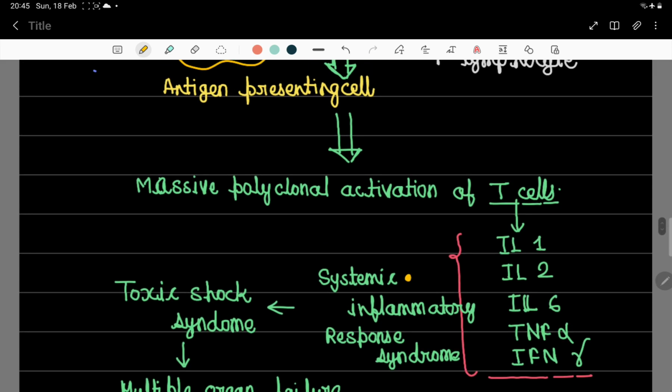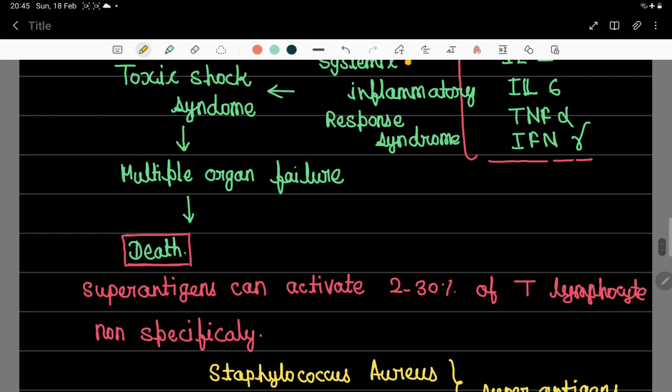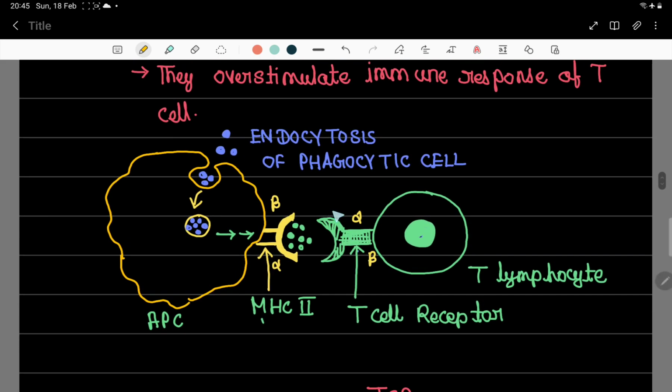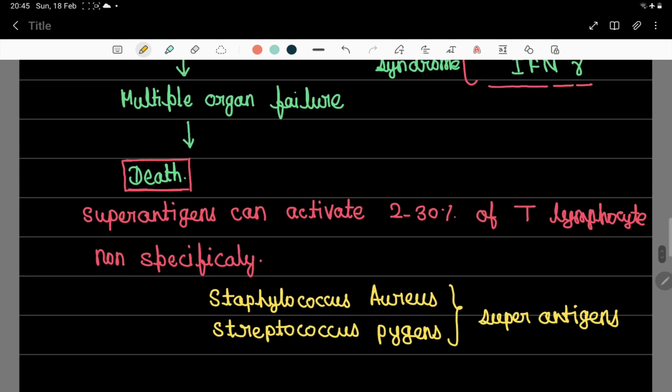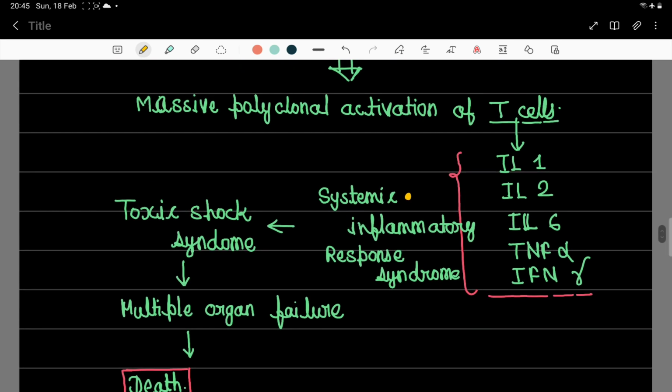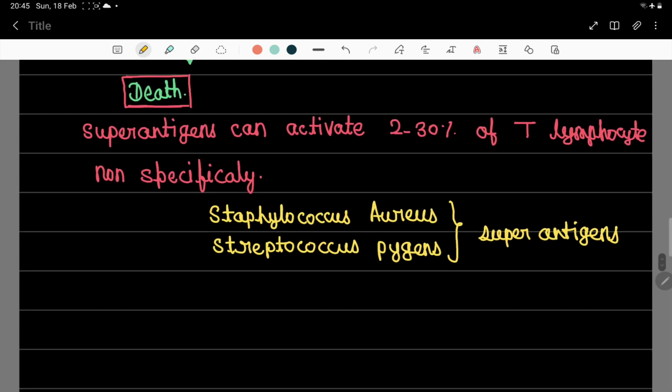This is how the normal immune response works. A normal antigen will activate about 0.1 or 0.2% of the T lymphocytes. But a superantigen can activate 2 to 30% of T lymphocytes. You can imagine how powerful it is. That will cause activation of different types of interleukins, tumor necrosis factor, and interferons, and then monocytes, and then dendritic cells, and create all kinds of chaos in the body.